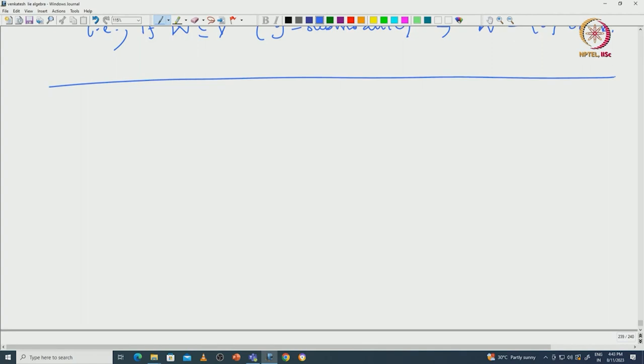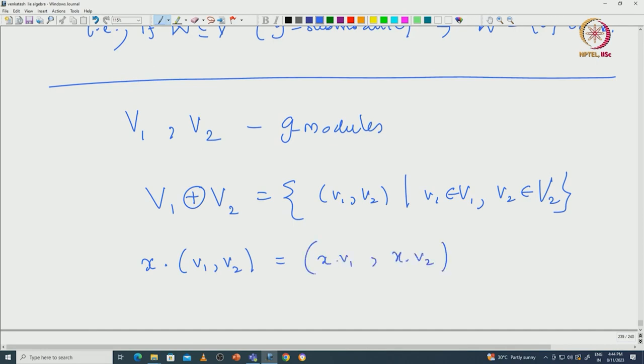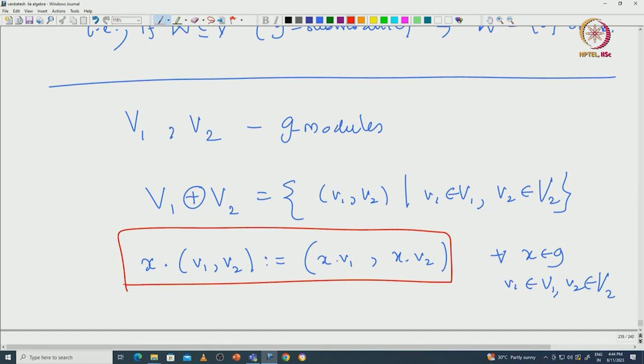Like in all algebraic categories, you can also define the direct sum of G modules. If you start with V1 and V2, both G modules, then we can construct V1 direct sum V2, that is the tuples (v1, v2) such that v1 comes from V1 and v2 comes from V2. Then we define the action of G on V1 direct sum V2 using the actions on V1 and V2: x acting on (v1, v2) is (x·v1, x·v2), acting on the coordinates. This is true for all x in G, v1 in V1 and v2 in V2. This gives an action and makes V1 direct sum V2 a G module.